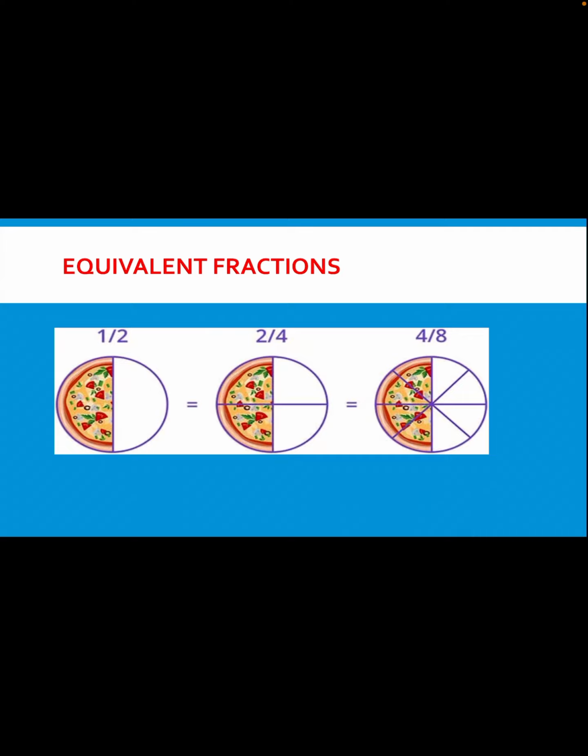So 1 by 2 is equal to 2 by 4 is equal to 4 by 8 is equal to 8 by 16, and it goes on. So this type of fractions are called equivalent fractions. You can find your own also, children.